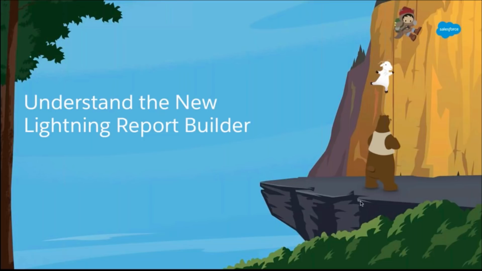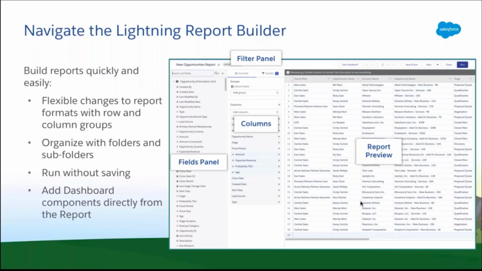Tell us about the new Lightning Report Builder. Thanks, Mark. Well, now that the Lightning Report Builder is generally available in Summer 18, all Lightning users can quickly and easily build their reports. So you'll notice some differences from Classic. We now support flexible changes to your report formats by adding or removing row and column groups. You can organize your reports into folders and subfolders. You can run your reports without saving now. And you can add your charts to dashboard components directly from the report.